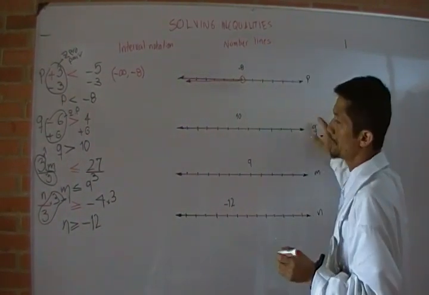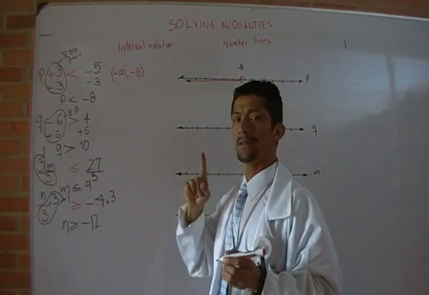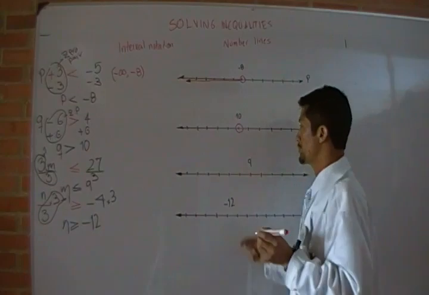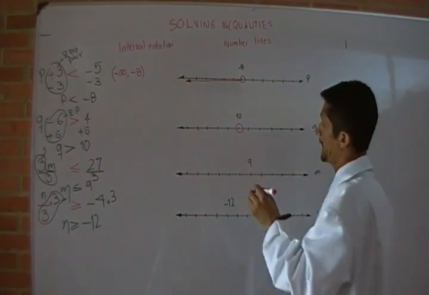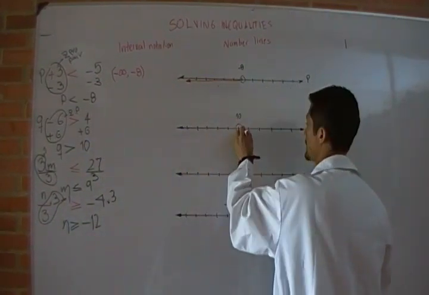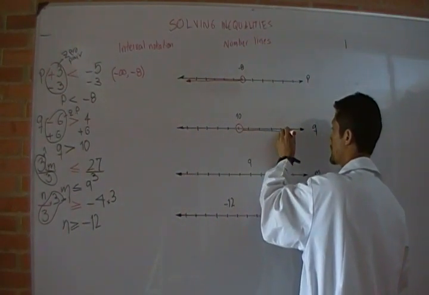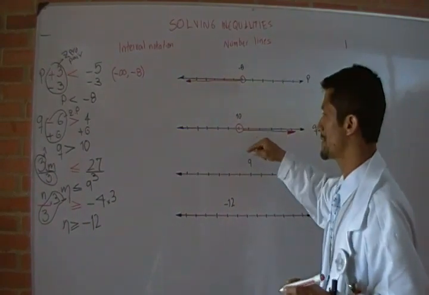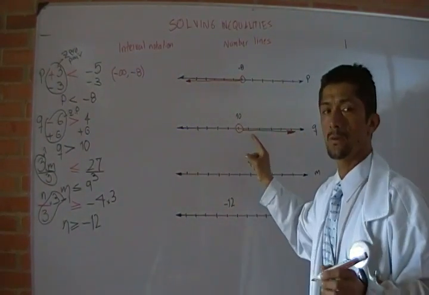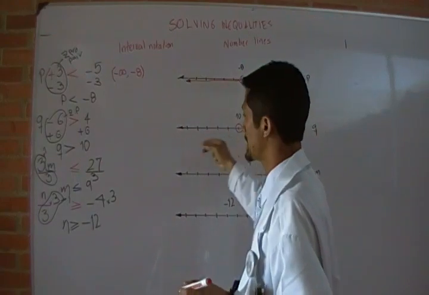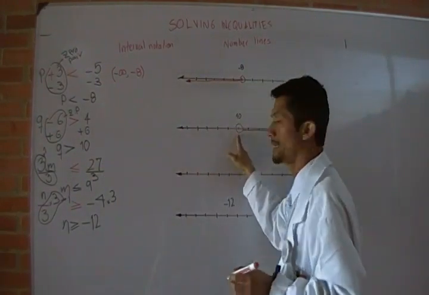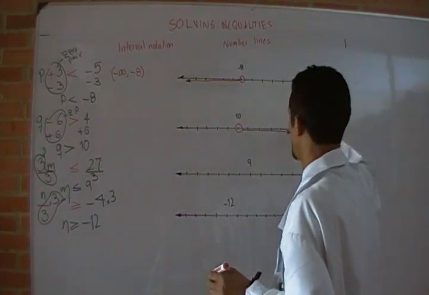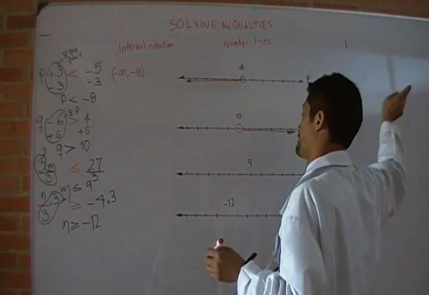This one, q. q is any number greater than 10. Since there we have greater than 10, the circle is open. And then, since this one says greater than, it goes to the right. So notice here that I'm using a different color so you can see the difference between the number line and the solution set. In this case, any solution is a number greater than 10. Again, here 10 is not included. So any solution can be a number to the right of 10. For example, 11, 12, 13, etc.